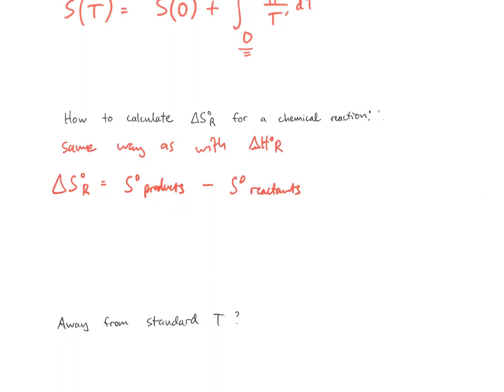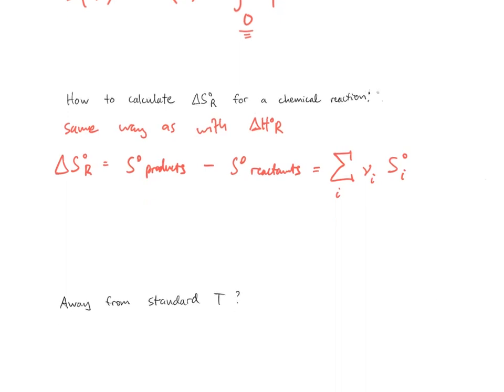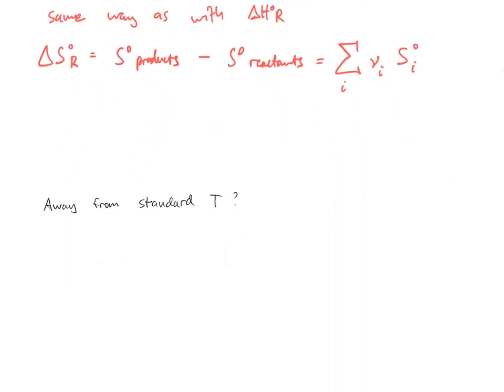And another way to represent this is that you just sum over all of the products and reactants, and then you have their stoichiometric coefficients, and then you have the absolute standard entropy of each one of those. And then you just add them all up, just like you would with an enthalpy calculation. And so then what if you've got an entropy of reaction that's away from the standard temperature? What you'll need is your delta Cp, which, remember, is just a sum over all of your products and reactants, stoichiometric coefficient, and then the heat capacities of each of those.